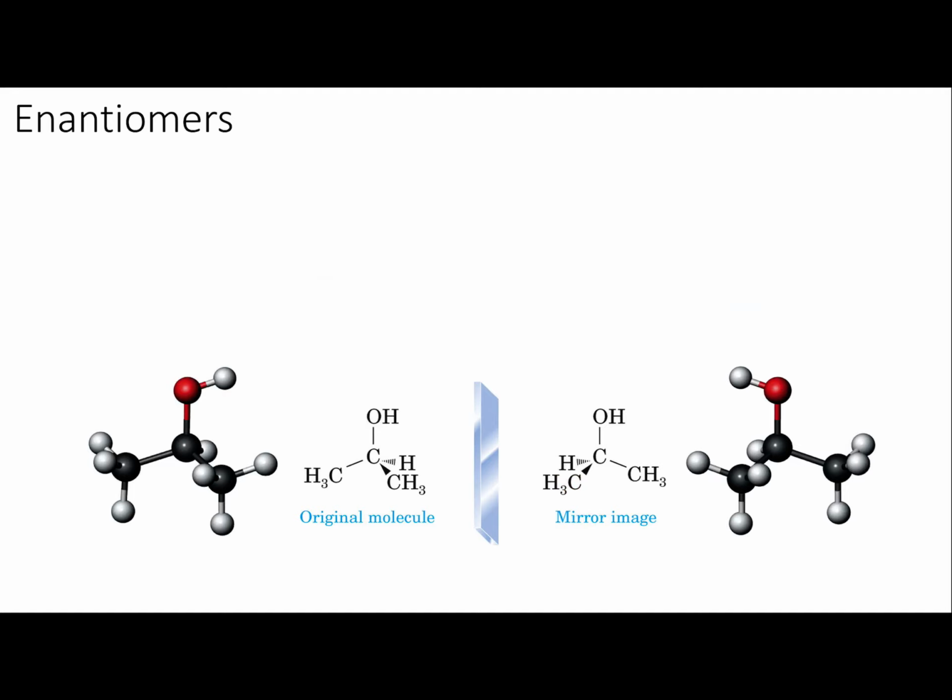So objects that are non-superimposable on their mirror images are what we call chiral. And this comes from the Greek word cheir, which is hand. They show handedness. Okay. The most common cause of enantiomerism in organic molecules is the presence of a carbon with 4 different groups bonded to it, as I mentioned earlier, and we'll call that carbon the stereocenter.